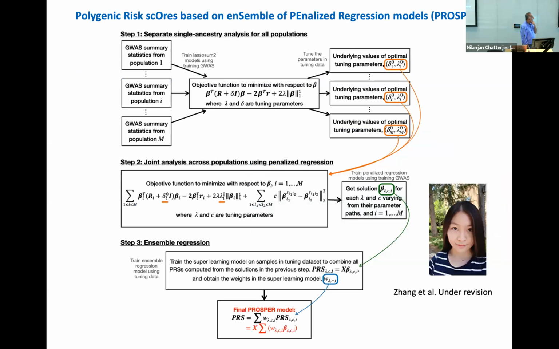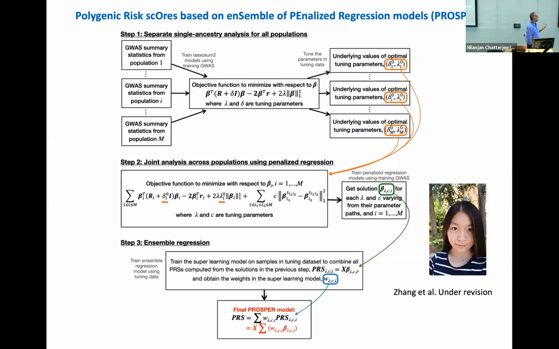And then there's another paper we recently worked on. This is called Prosper. We were encouraged by the good performance of a simple method. So we said, okay, now can we extend it to do a more rigorous method using a penalized regression framework?